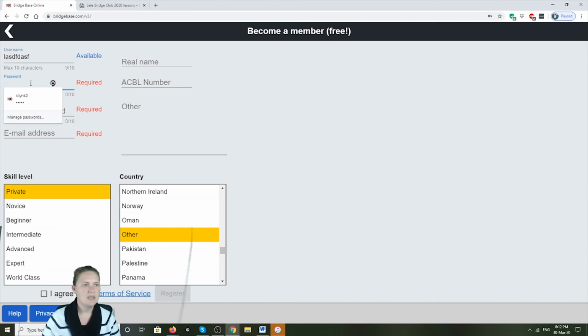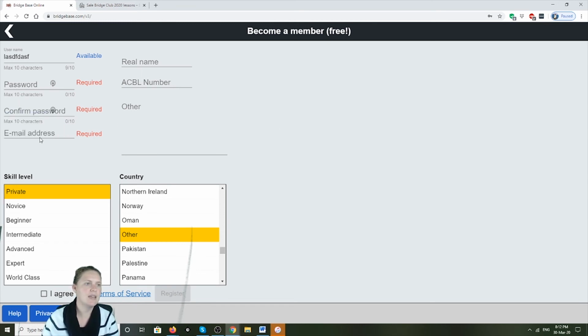The next section is password. You can type anything you like there, as long as you're going to remember it. And what you need to do on the next bit is reconfirm that password. So type it in again, just so they know you got it right.